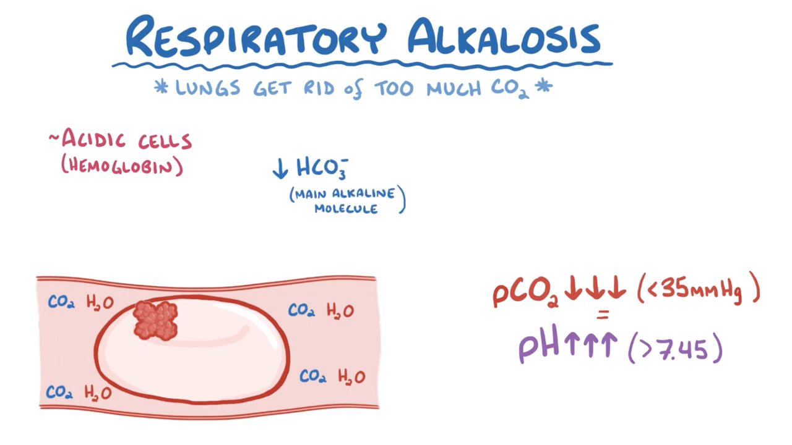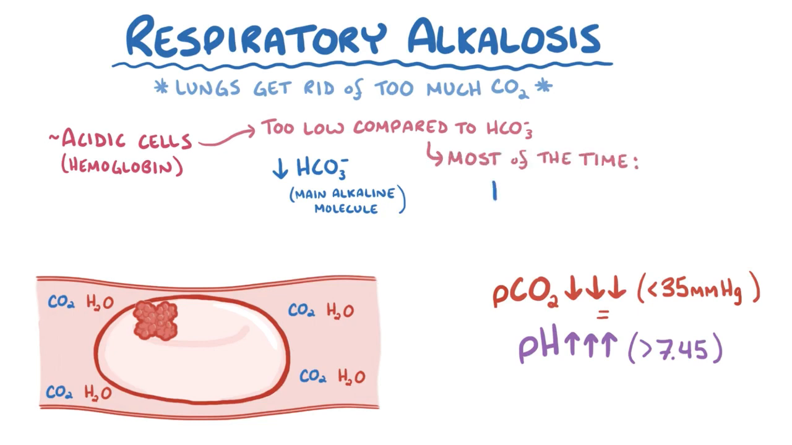The concentration of these intracellular proteins, though, is too low compared to the amount of bicarbonate floating around in the blood. So essentially, only a limited amount of hydrogen ions are available to bind and neutralize these bicarbonate molecules. As a result, most of the time the decrease in free bicarbonate ions is too little to have a substantial effect on pH, since it's only about 2 milliequivalents per liter for each 10 millimeters of mercury decrease in partial pressure of carbon dioxide.